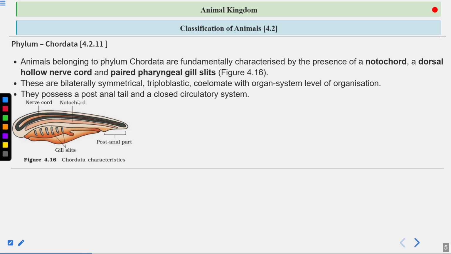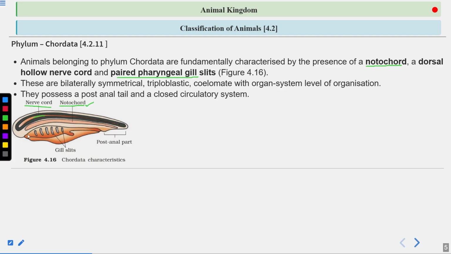So here you can see the nerve cord, and the nerve cord is hollow. It is hollow from inside. This is the notochord. Okay, it is mentioned here. There is a presence of notochord. The next important thing, paired pharyngeal gill slits.